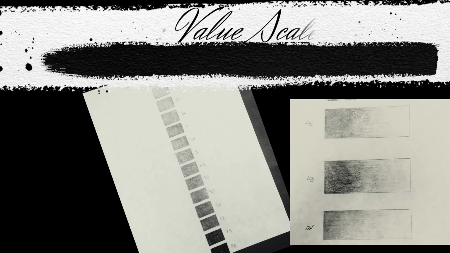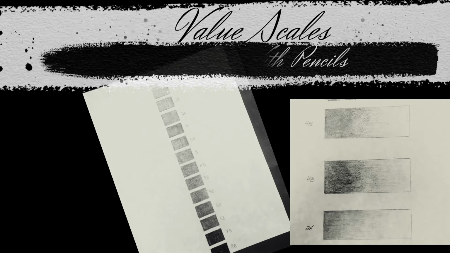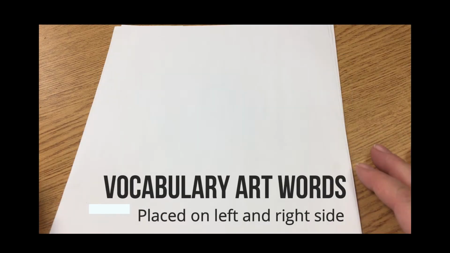When shading with pencils, it's important to understand how different pencils and gradations can be applied to create a wide range of values. We are going to practice shading a cube or box and learn some art vocabulary. For this project, the supplies needed will be a 2B pencil, a 4B pencil, an eraser, a pencil sharpener, ruler, and paper. Throughout this tutorial, we will be writing our art vocabulary words on the left and right hand side of our drawing. Let's begin by drawing a square in the center of our page.